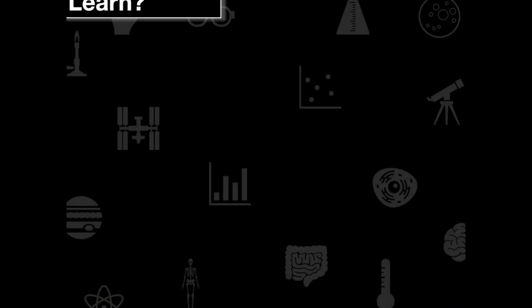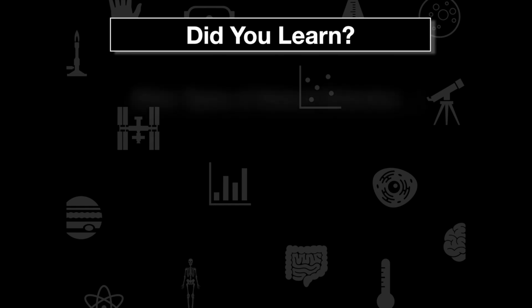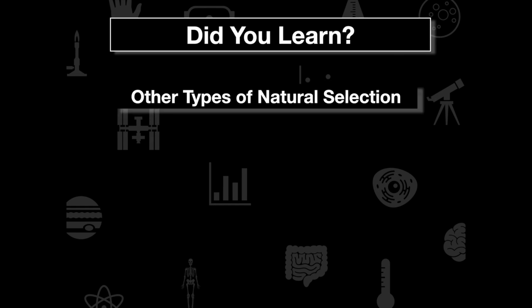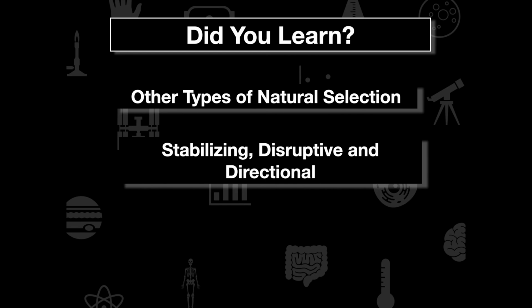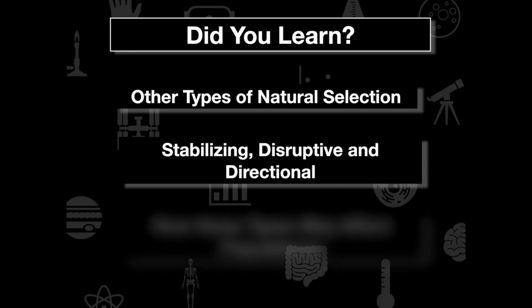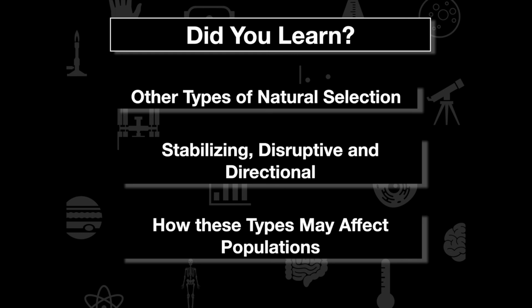So did you guys learn a couple of things? Did you learn about the other types of natural selection? That's going to include stabilizing, disruptive, and directional. And then lastly, did you learn about how these types may affect the populations and what organisms are selected for? This is going to be the end of the video.